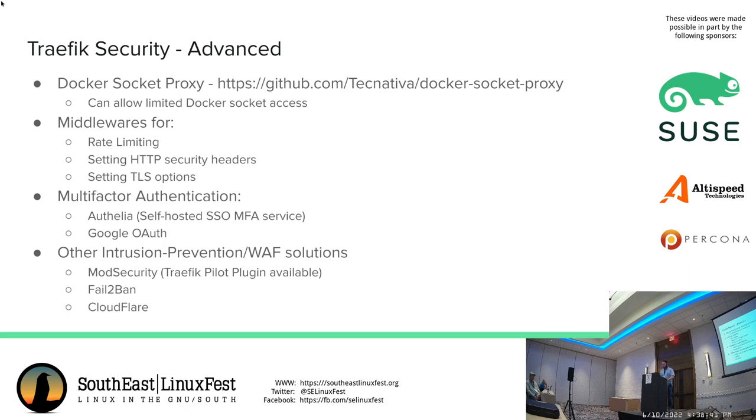You can also add middlewares for doing rate limiting, setting specific secure TLS and HTTP header options. You can do multi-factor authentication. We mentioned Authelia earlier, with tutorials out there for integrating that with Traefik. There's ones for Google OAuth as well as a few others. You can use a web application firewall like ModSecurity, which we saw there's a Traefik plugin available for.